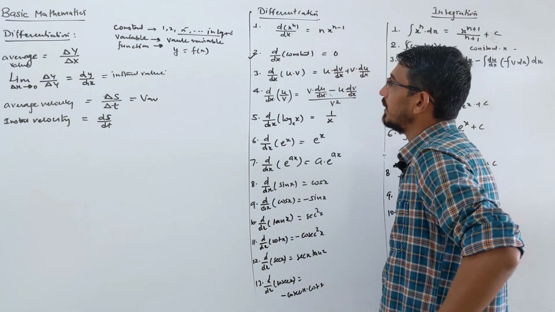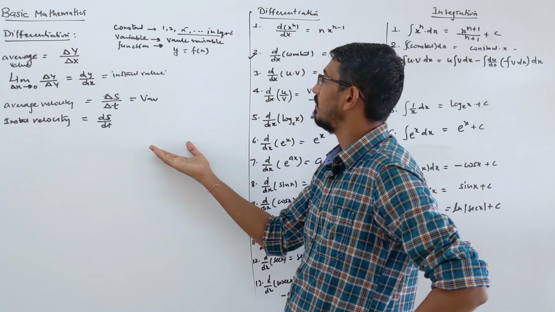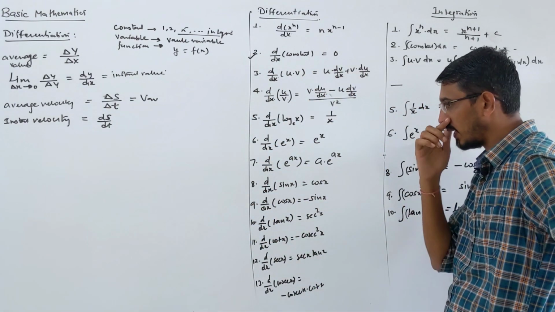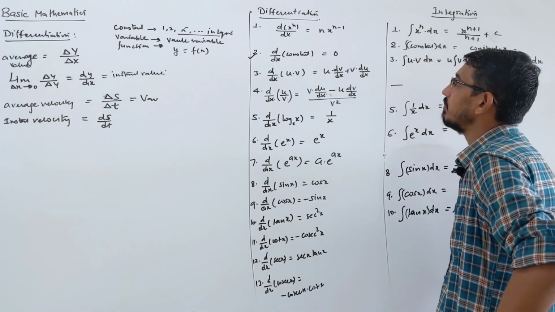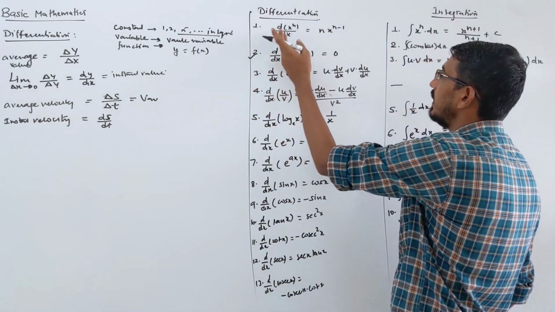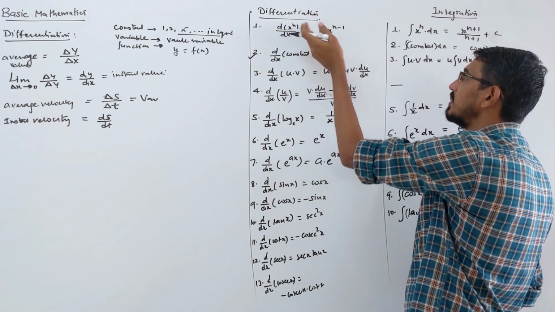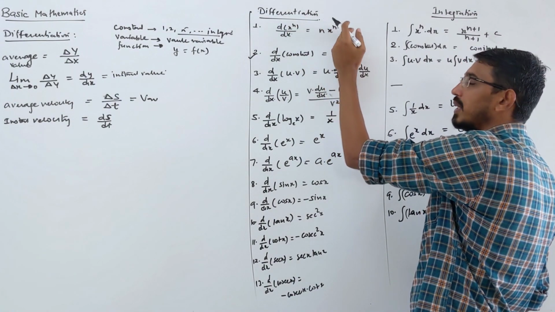Now look here. There is nothing else, we have just the basic formulas that we need for our physics. The basic formula is: if you want to differentiate x to the power n, n comes in front and x to the power n minus 1 follows.